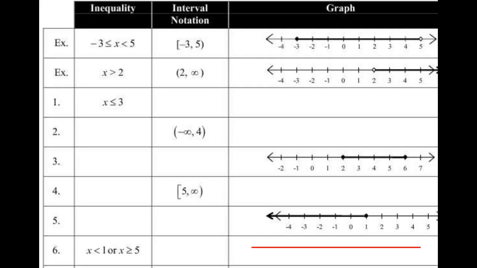Okay, let's look at number 6. The reason I want to do number 6 is because the inequality notation given here has 2 separate inequalities. That tells me that there is a gap or a hole in my graph. So always start graphing first, since it's easier when you have a visual picture of what's going on.